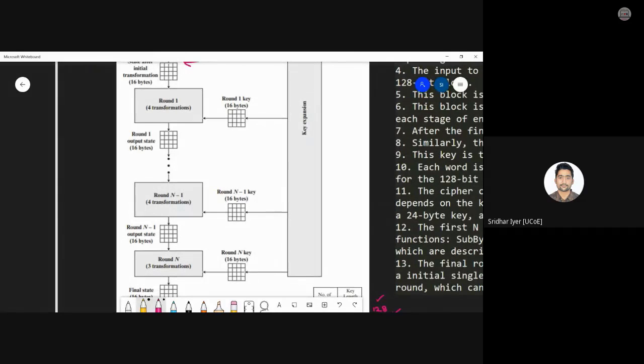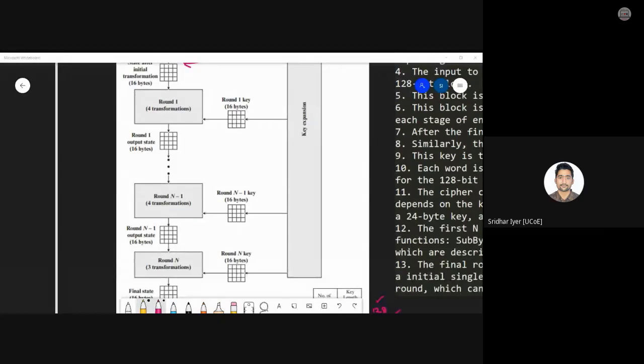Fine. Any confusion, any doubts? Is it clear? Any doubts so far? Okay, fine. So let's move ahead.